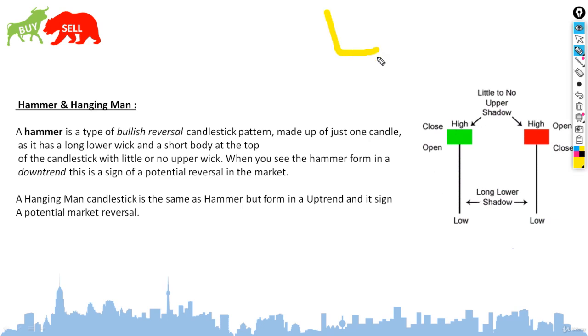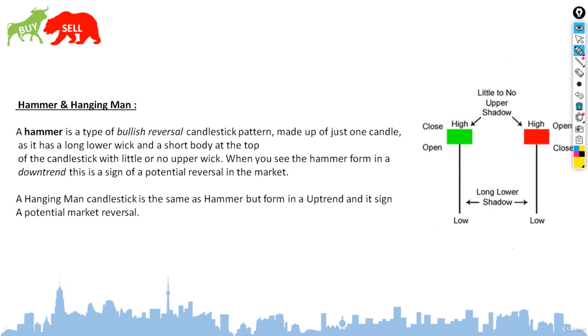For example, we have here a downtrend. At the bottom of a trend, we see this candlestick. We name that candlestick a hammer. It often signals a potential trend reversal, like this.